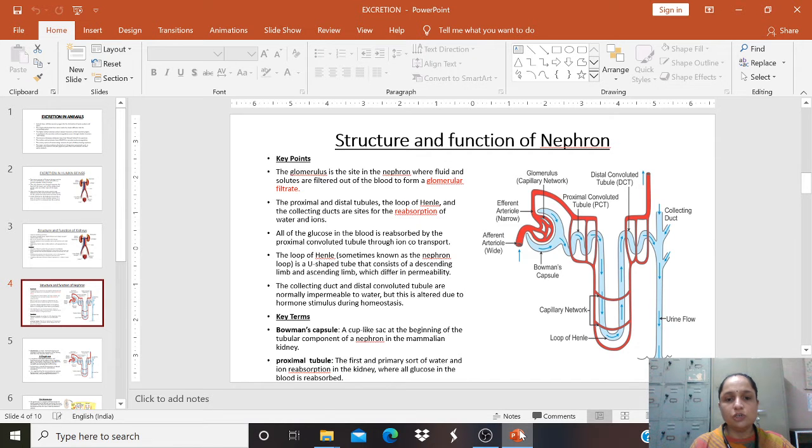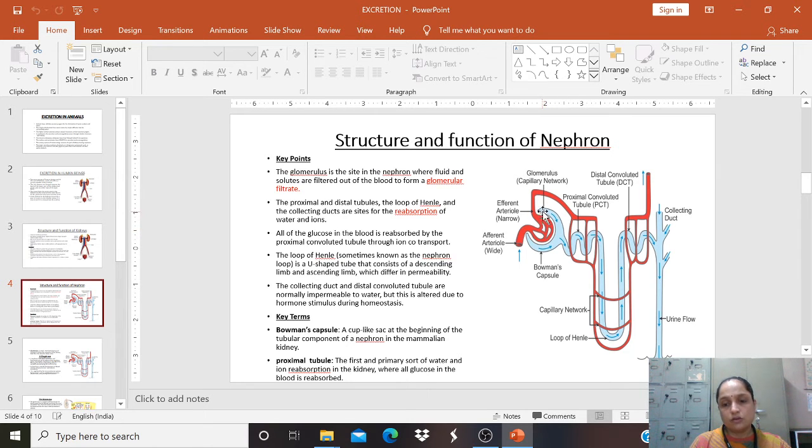Hello everyone. Today we are going to continue with the same topic that we started yesterday, that is excretion. Now we will proceed forward and study the structure of the nephron. Here you are able to see a network of capillaries made from nearly 50 very thin capillaries, and this part is known as the glomerulus.